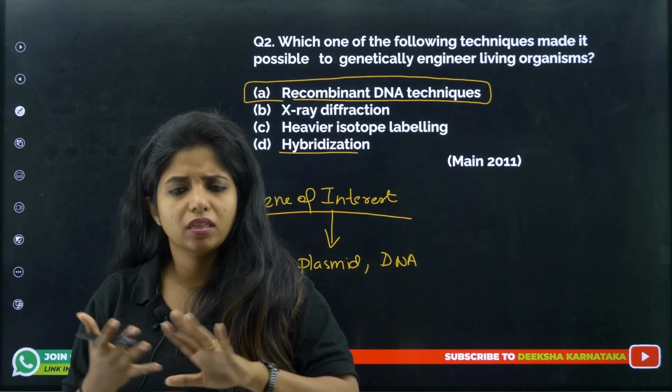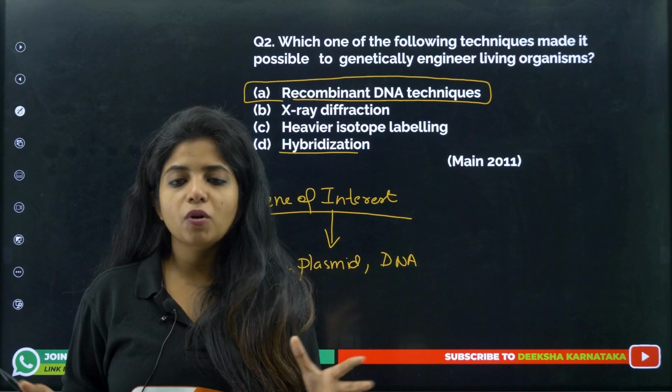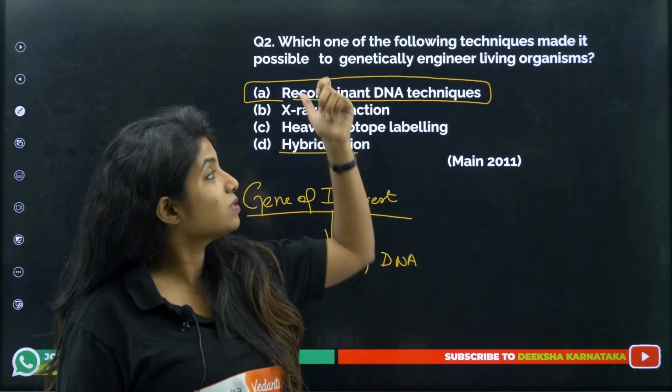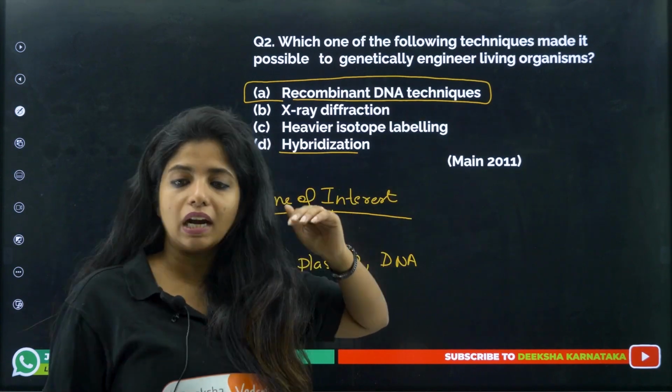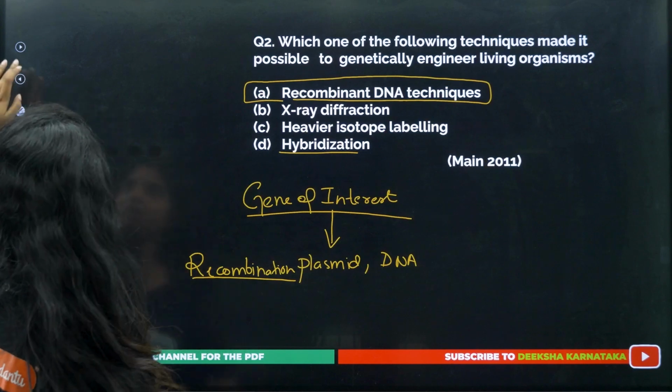But over here I'm doing nothing which is related to cutting the gene and putting it inside the plasmid. I'm not doing things on a molecular basis, which is why this becomes wrong. So when I'm talking about genetic engineering, just understand you're talking about molecular basis, and for that you need recombinant DNA techniques. Works? Next question.